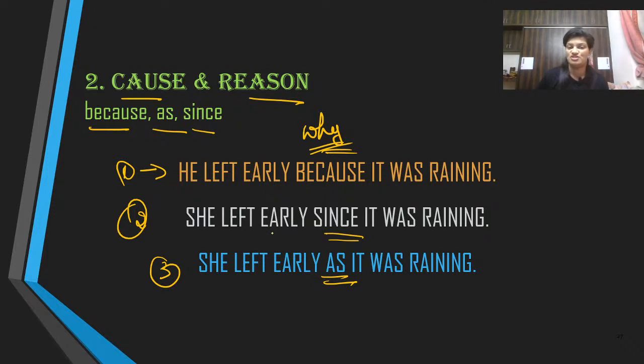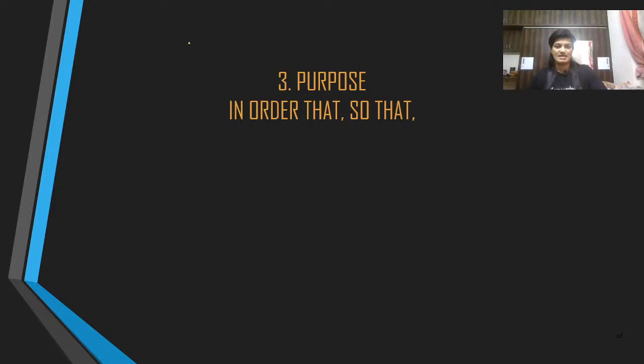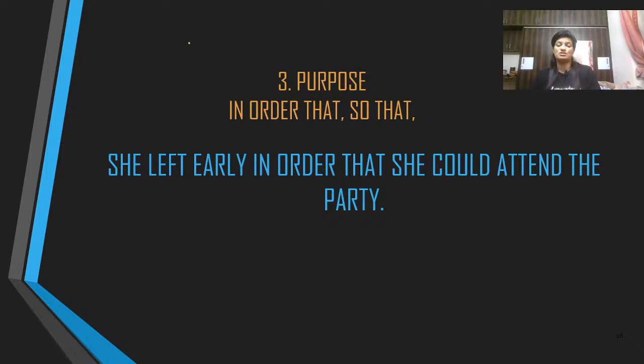Early is not a conjunction, it's an adverb. Because, since, as, these are your conjunctions which answer the question why. With that, let's go to the next one, that is the conjunctions of purpose: in order that, so that, which tell us the purpose behind.